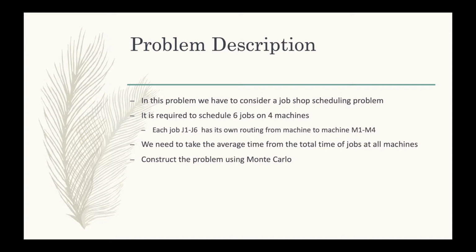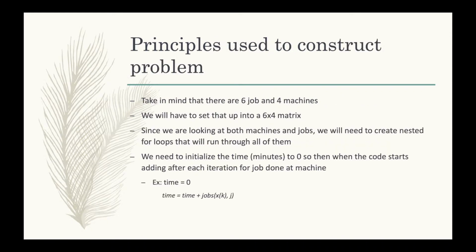We need to take the average time from the total time of jobs at all machines and construct the problem using Monte Carlo. Since our problem has 6 jobs and 4 machines, we set up a 6x4 matrix. We are looking at both the machines and the jobs and will need to create a nested for loop that will run through all of them. We start by initializing the time in minutes to 0, so when the code starts, it will add each iteration for the job done at the machine.